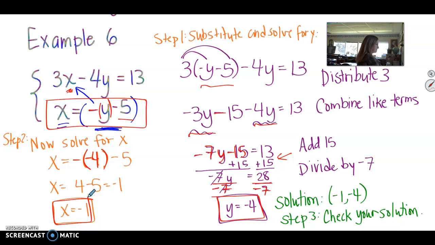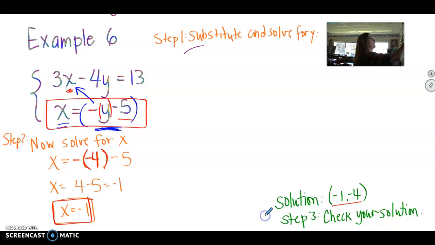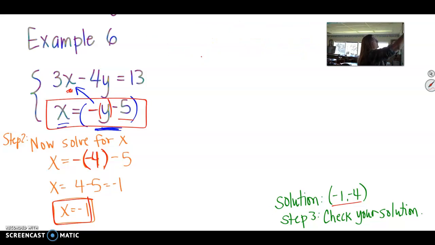So we can do that right here. My solution was negative 1, negative 4, oops, didn't mean to almost erase that. I'm going to erase all of this so that I can check my work because it's actually really crowded here. Okay, so now we're going to check our answer. We're going to check this solution, negative 1, negative 4, in both equation 1 and equation 2.